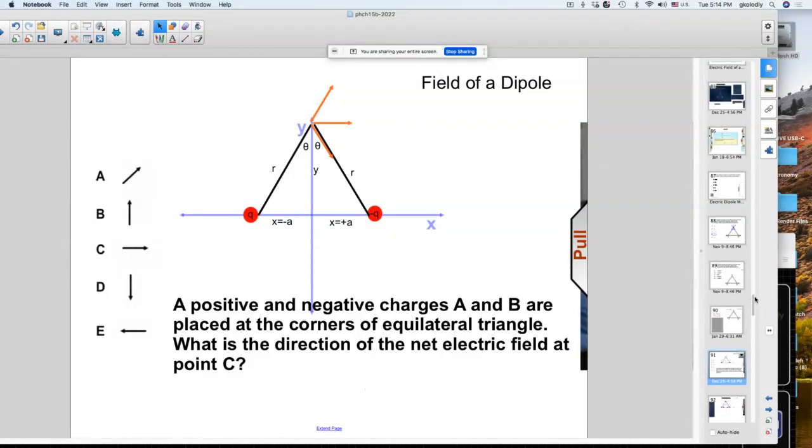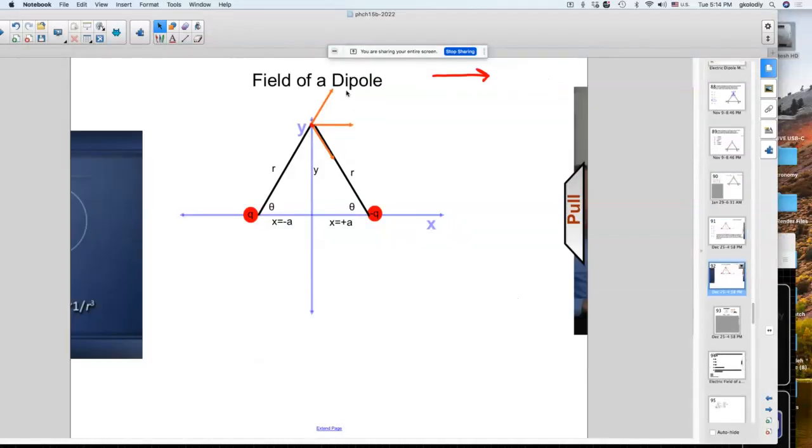What we're going to do is try to calculate how this field depends on these distances. There are three different distances here. First of all, there's a distance we're going to call y. How far away are you from the dipole? Now y is going to change and r is going to change as you get further away. And this distance here, between the two charges, we're going to call A. This is plus A, this is minus A, so these are both A.